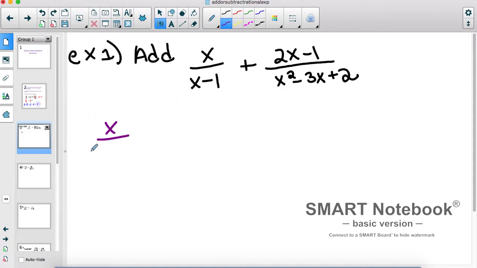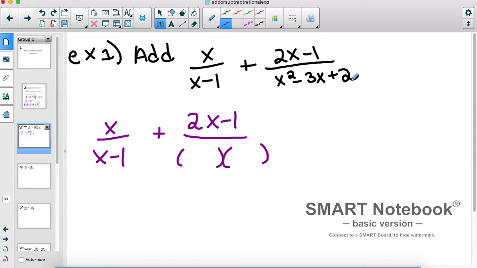The first fraction, I can't really factor anything out, so I'm going to leave it the same. For my second fraction, I can't factor the top because they don't have a GCF, greatest common factor. 2x and -1, they have nothing in common, so we're going to keep it the same. But the denominator is a quadratic that can be factored. Remember, you're looking for two numbers that multiply to 2 and add to -3. So let's see. That'll be -2 and -1. Okay? Now that you've fully factored, now you want to come up with your LCD.